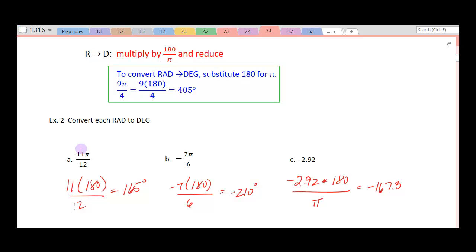So again, in order to convert from a radian into a degree, we're simply going to multiply by 180 over pi. But if my fraction already has pi in it, like this one here does, we're just simply replacing pi with 180 and simplifying the term.